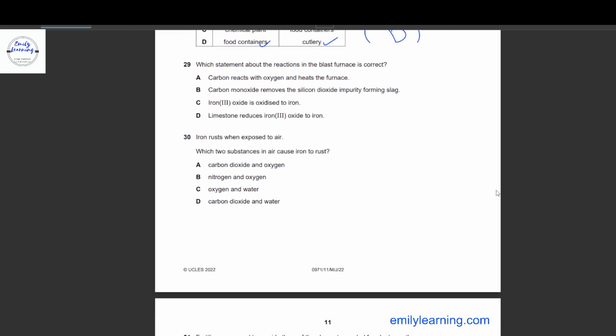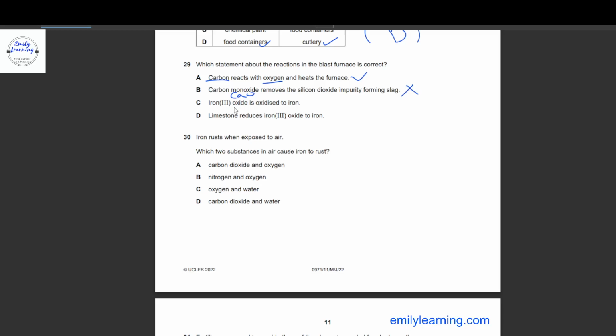Moving on to question 29, which statement about the reaction in the blast furnace is correct? So in the blast furnace, carbon reacts with oxygen and heats the furnace. Yes, because when carbon from coke reacts with oxygen, it produces heat because the reaction is exothermic and it heats the furnace. So this is correct. Carbon monoxide removes silicon dioxide impurity forming slag. No, it is calcium oxide that reacts with silicon dioxide to form slag.